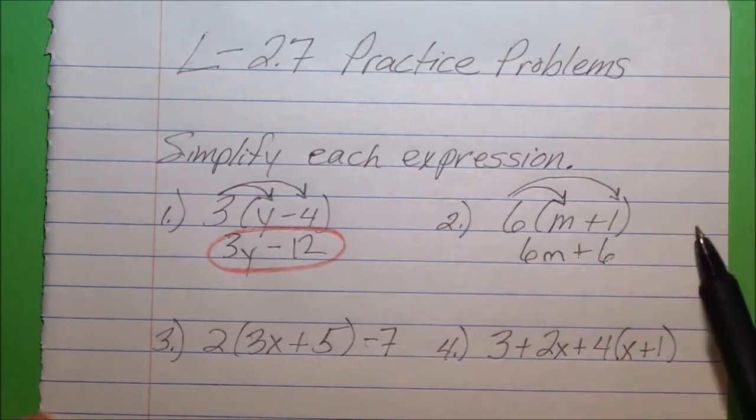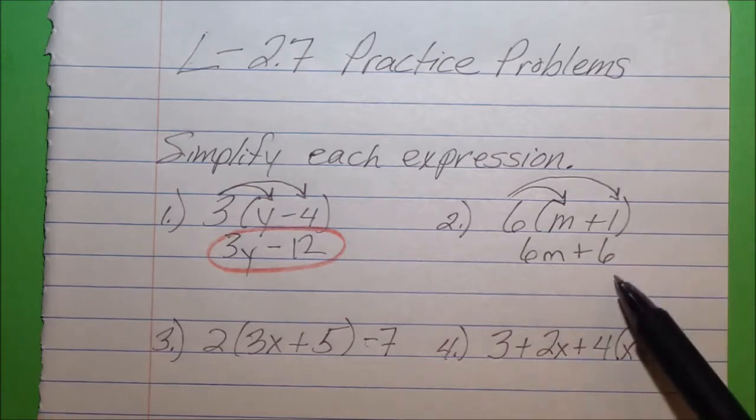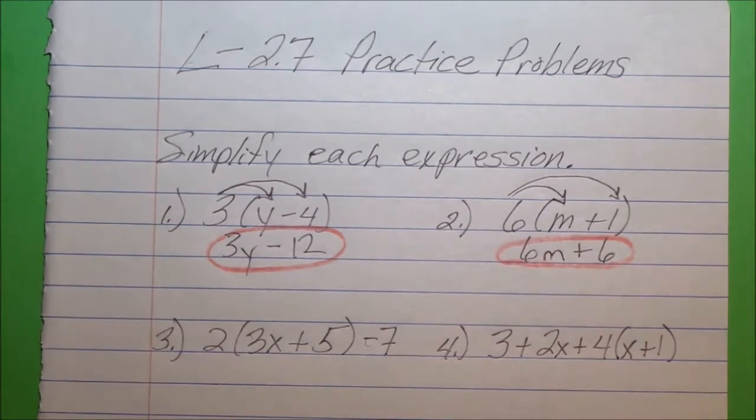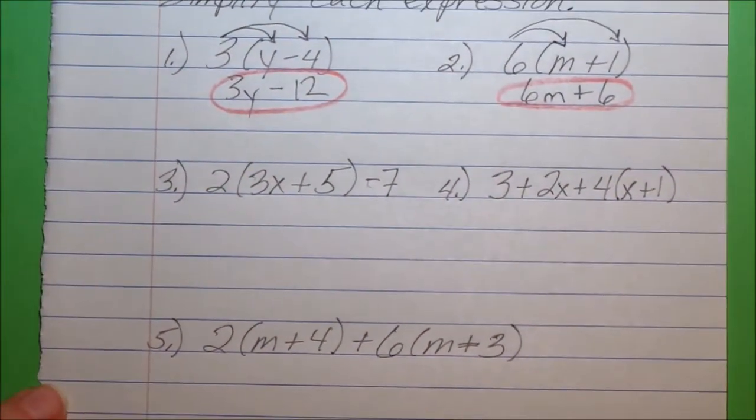Watch this, because for some reason when 1 is at the end of the parentheses like this, students tend to want to put 1. 6 times 1 is not 1. 6 times 1 is 6. So watch that. 6 and 6m are not like terms, so that's as far as we can go. All right? Okay, now 3 and 4.